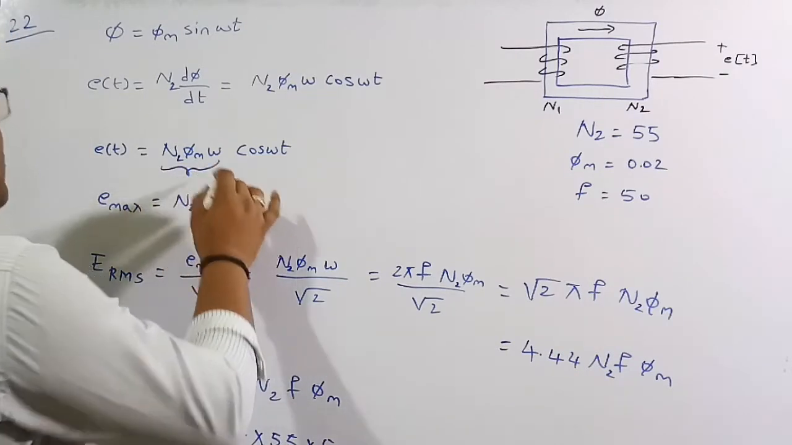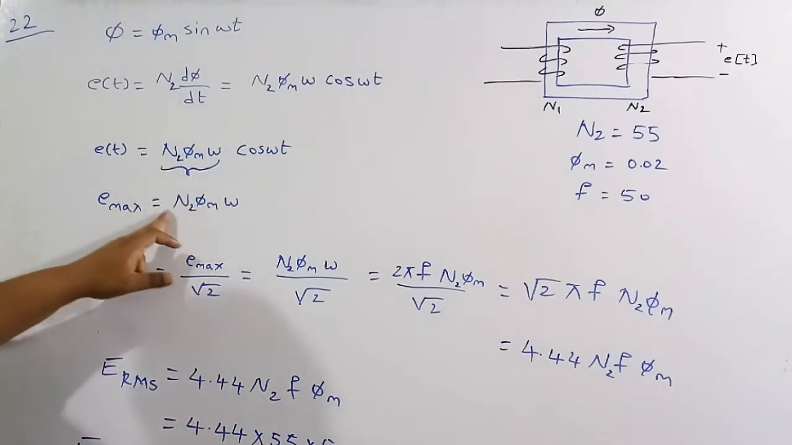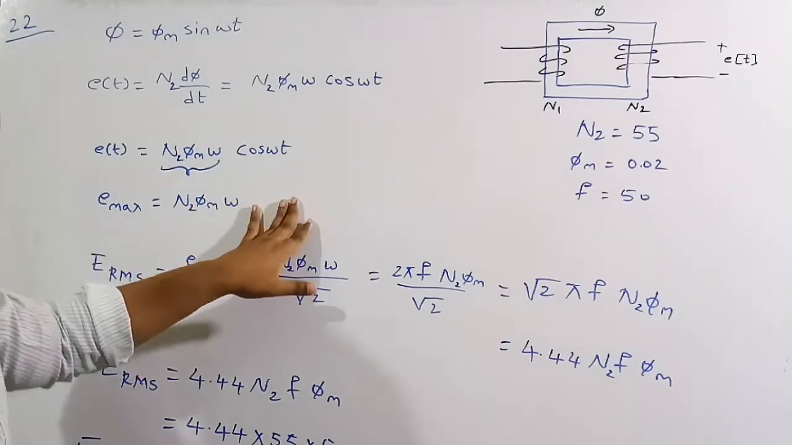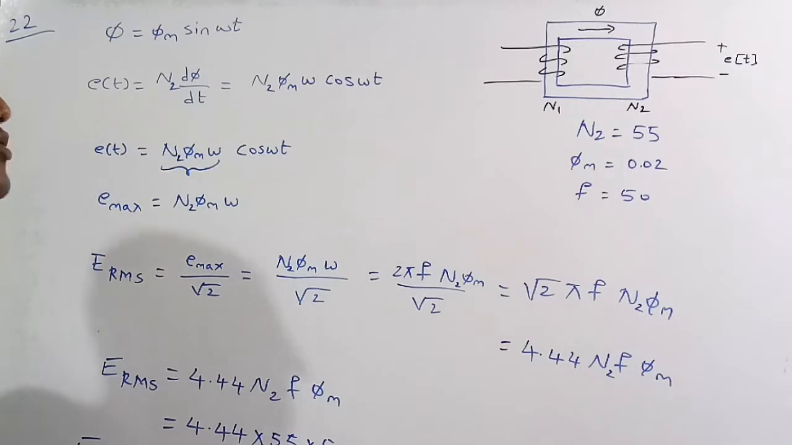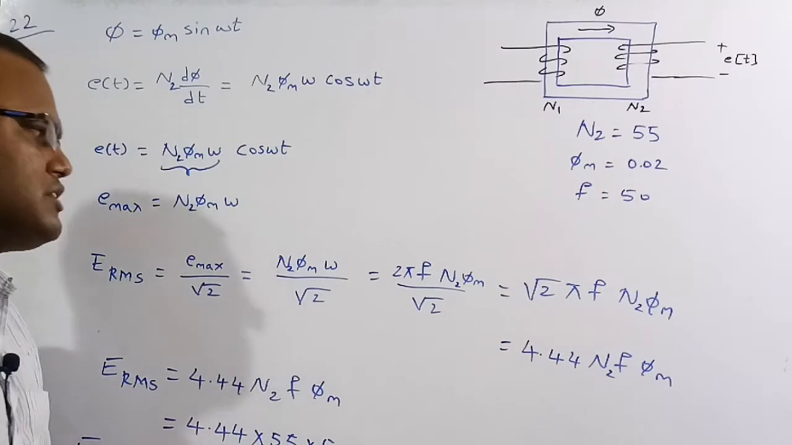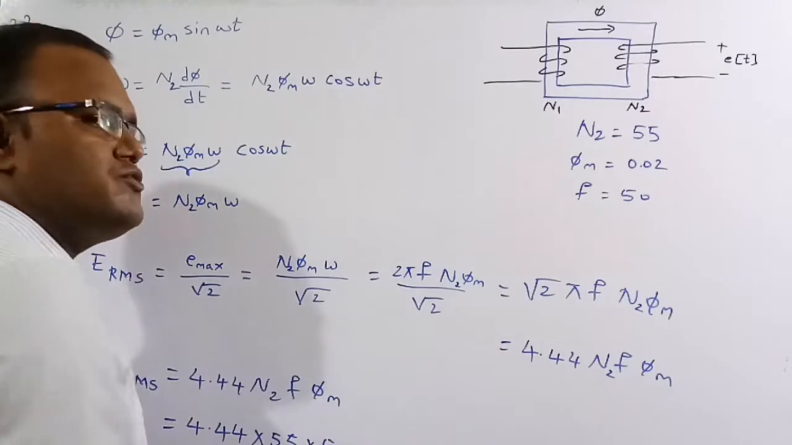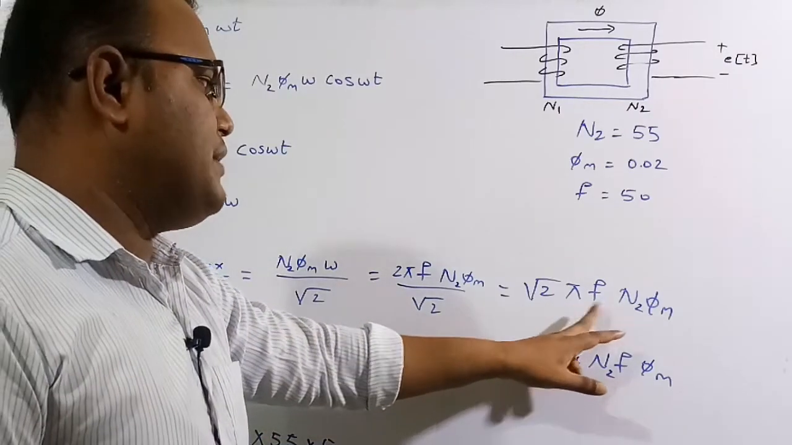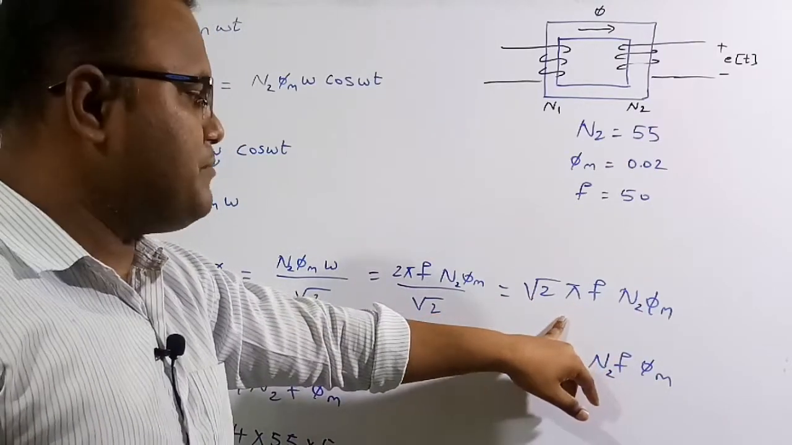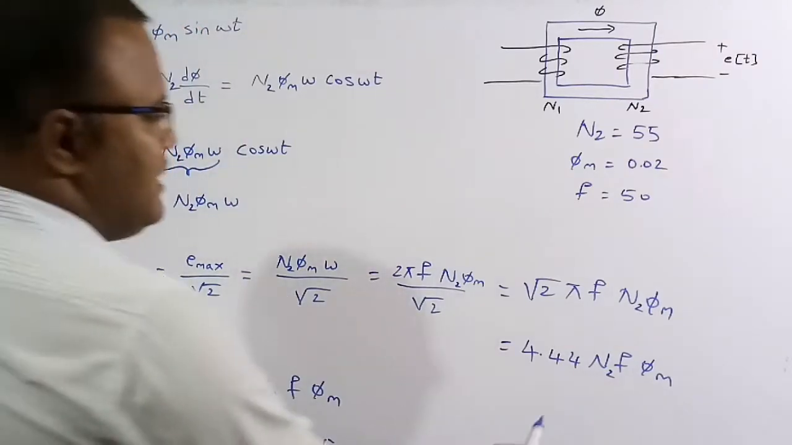This is called the peak value, and it is cosine or sinusoidal in nature. The maximum value is N2 phi m omega. But we need to find the RMS value, because for a sinusoidal waveform the RMS value is the peak value divided by root 2. So the RMS value is N2 phi m omega by root 2. In place of omega I am going to replace omega by 2 pi f, so 2 pi f into N2 phi m by root 2. 2 by root 2 is again root 2, so root 2 pi f N2 phi m. Root 2 into pi, if you do the multiplication, we get 4.44 N2 f phi m. This is the RMS value.